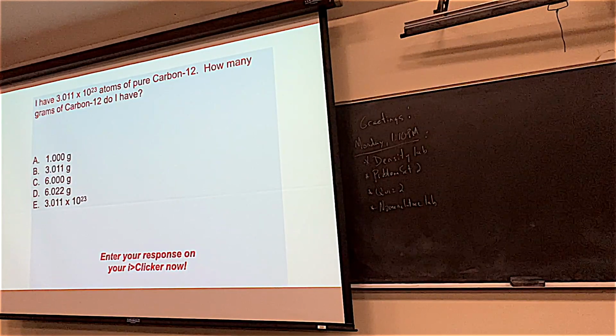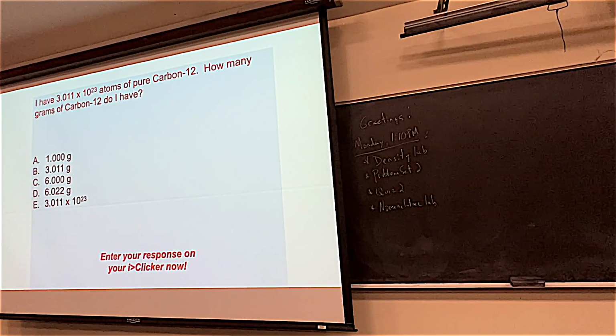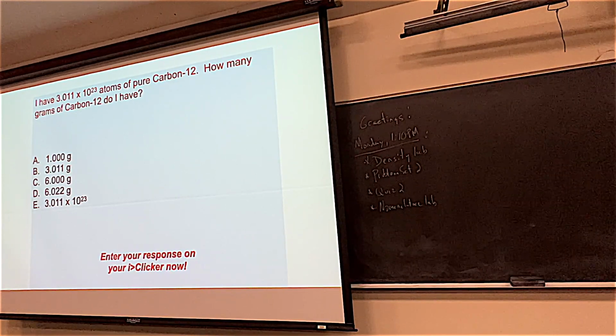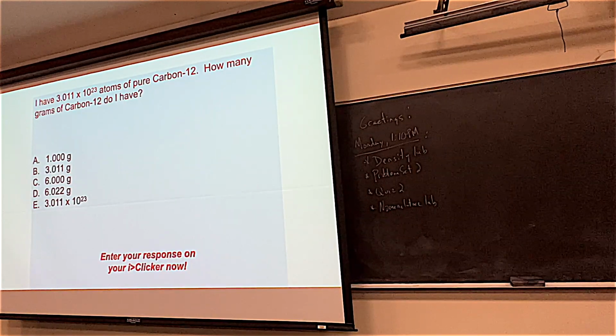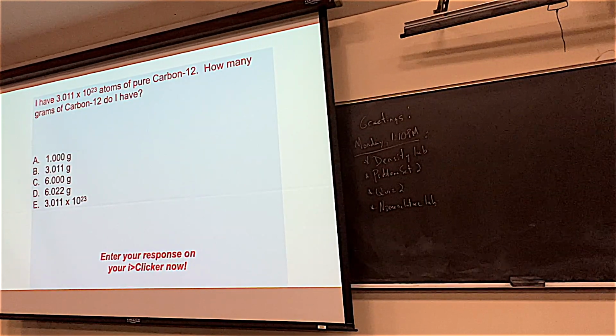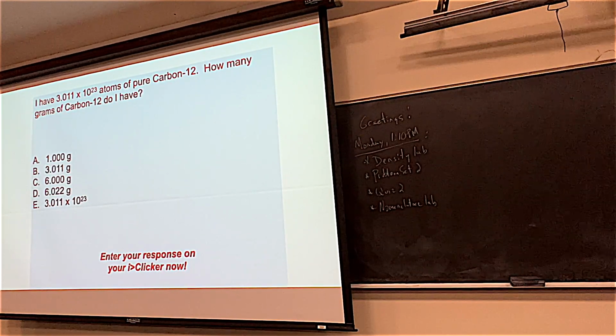Okay, got pure carbon 12, and I have 3.011 times 10 to the 23rd atoms. Now, one little hint about this problem. If you literally have pure carbon 12 and not normal carbon, then the mass is exactly 12 grams per mole. We have 3.011 times 10 to the 23rd atoms of pure carbon 12.